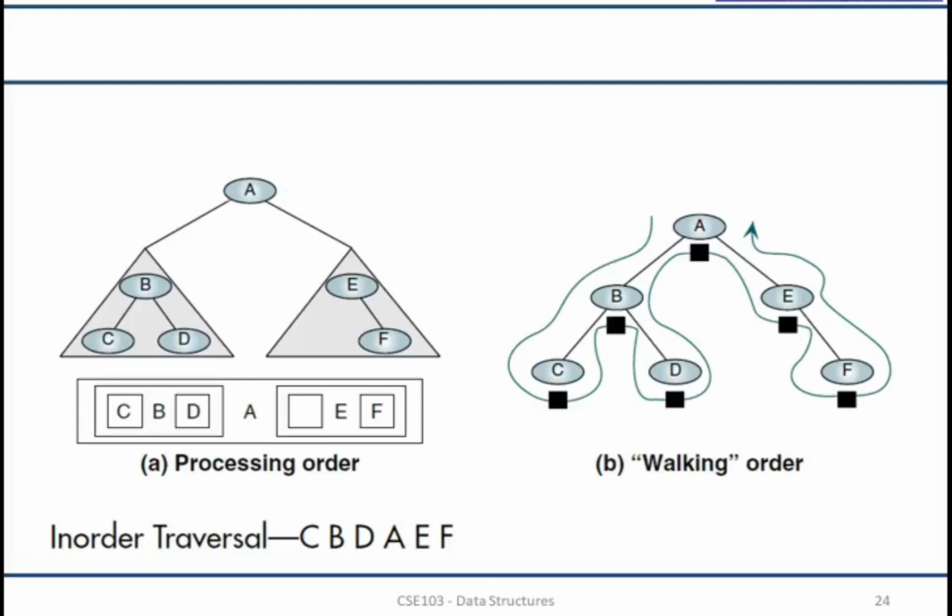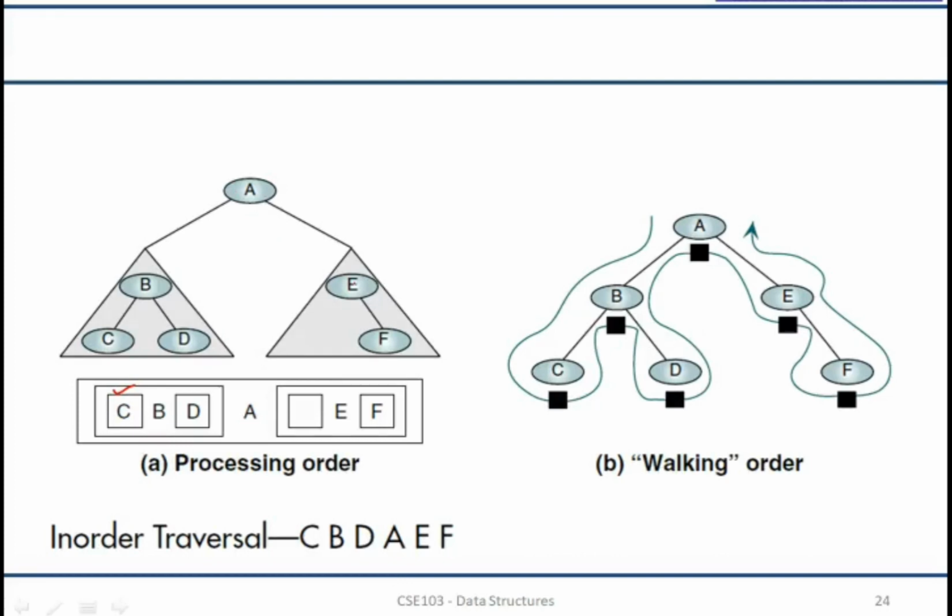If we take A, the left subtree of A is B, and again B contains subtrees. B's left subtree is C, so C will be processed first. See here in the output, C. Then the root node, that is B. B will be processed. Then the right subtree D. Now the entire left subtree is completed, so the root node must be processed. So A, we are processing.